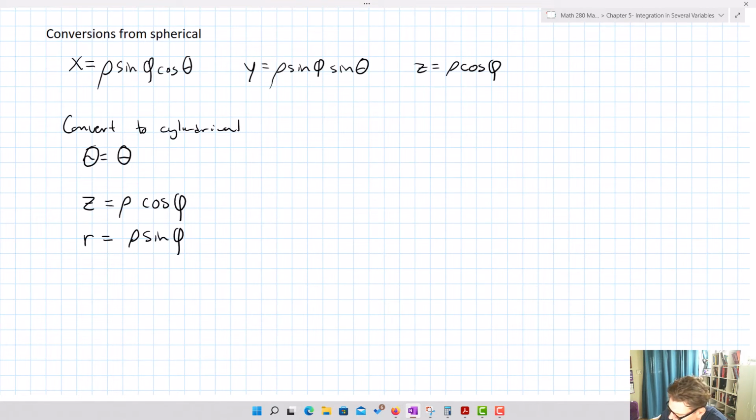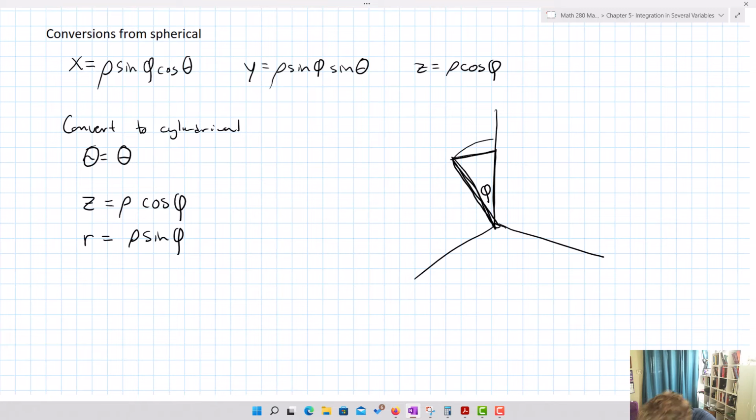If you think about it, this makes sense. Imagine we've got our figure here, and here is phi. Remember, phi is this angle right in there. And what we're going to do is draw a right triangle. This is going to end up being rho. Rho is that distance. Here is rho cosine phi, and here is rho sine phi.